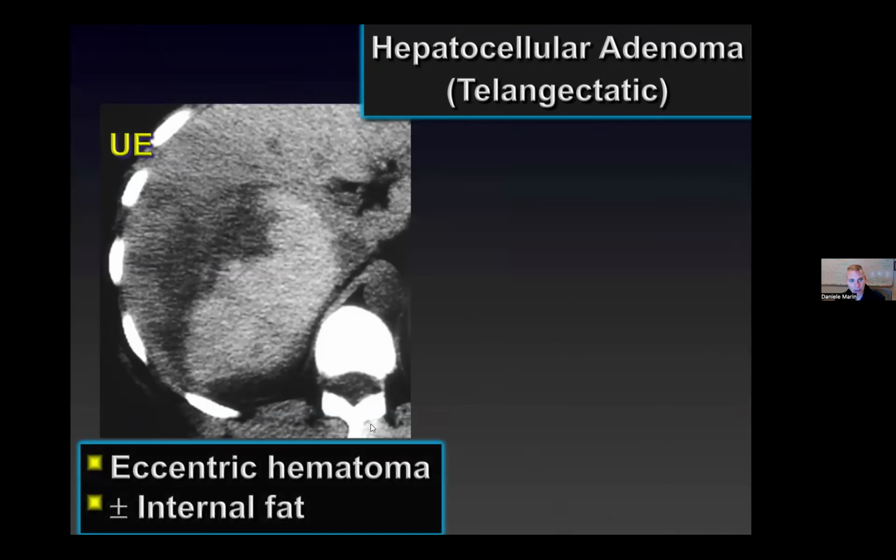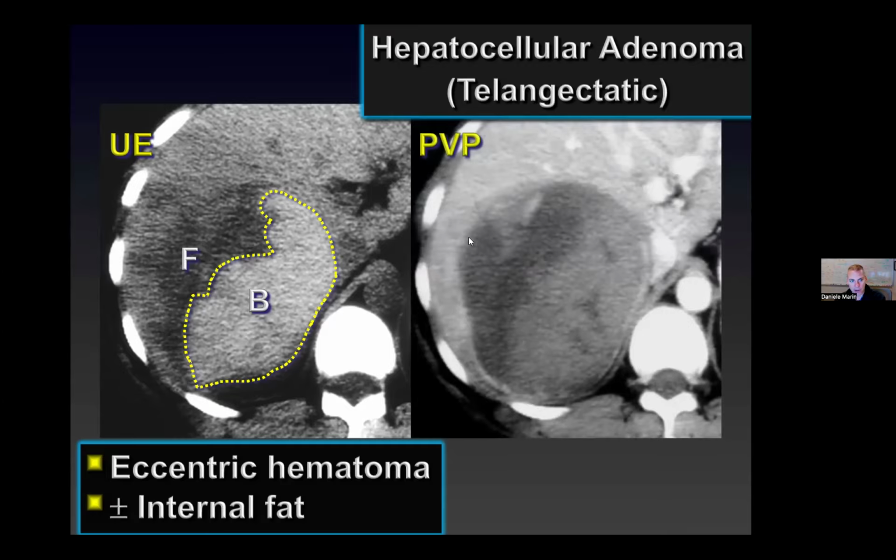This is an example of a telangiectatic adenoma which bled. What you see there, this is a non-contrast CT. The high density component within this large lesion is actually consistent with fresh bleeding within the lesion. There is also some component of intralesional fat. And again, on the portal venous phase, you can see some mild degree of enhancement of this lesion.